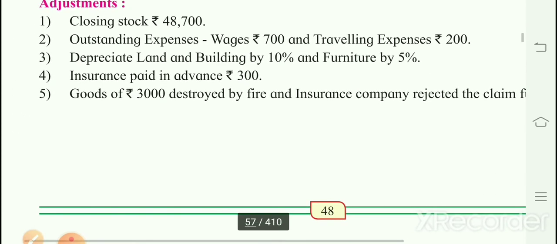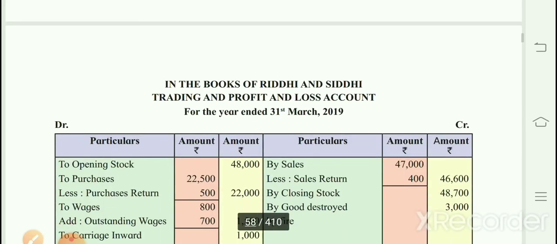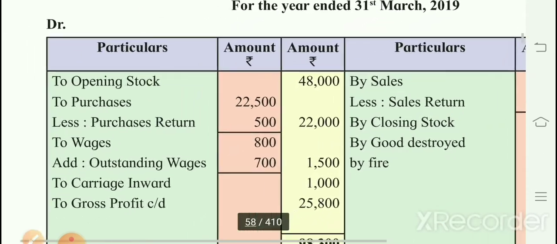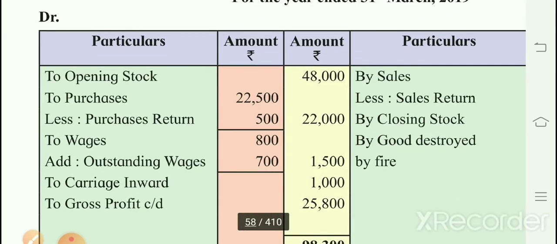Okay, now we have the solution. Have a look at this. This is our trading account. See, the debit side. First item, to opening stock by rupees 48,000.